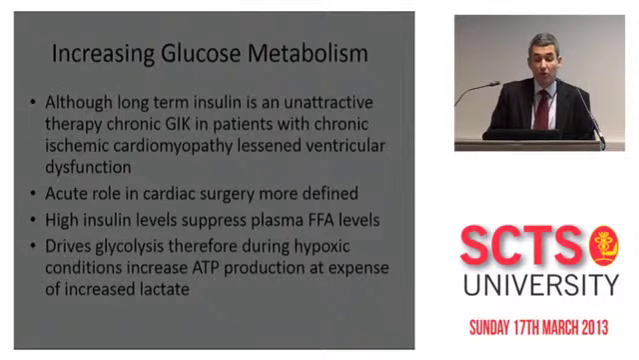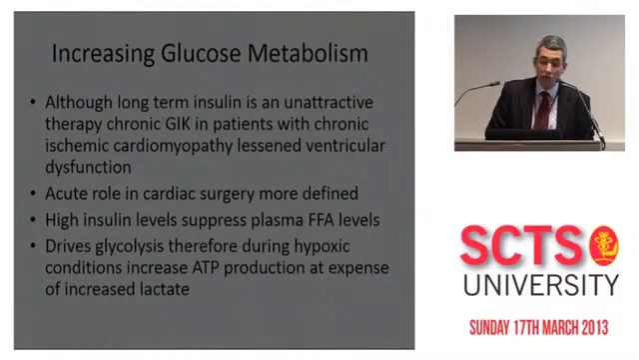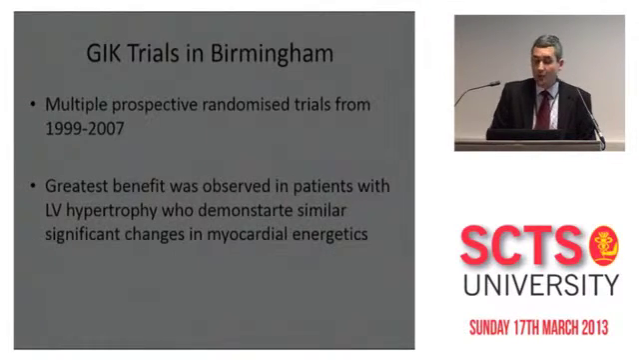So, of course, the first one we'll talk about is increasing glucose metabolism. Unfortunately, it's a pretty unattractive long-term therapy using glucose insulin potassium in patients with chronic ischemic cardiomyopathy, although there is data that suggests it does lessen ventricular dysfunction. To a certain extent, that's due to the high insulin levels suppressing free fatty acid levels. And of course, it drives glycolysis during hypoxia and causes an increase in ATP production, but at the expense of increased lactate.